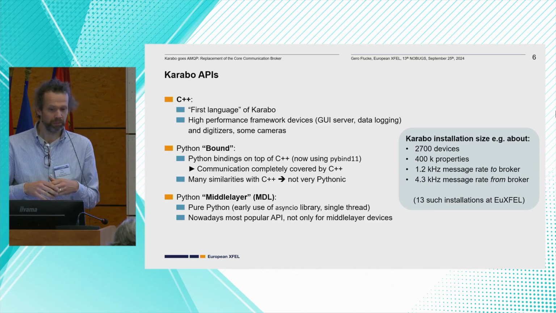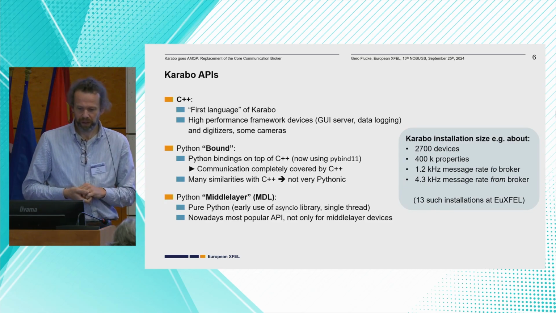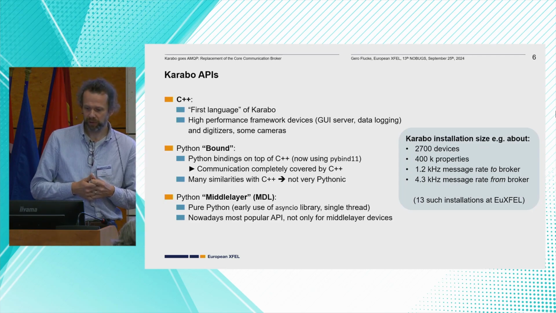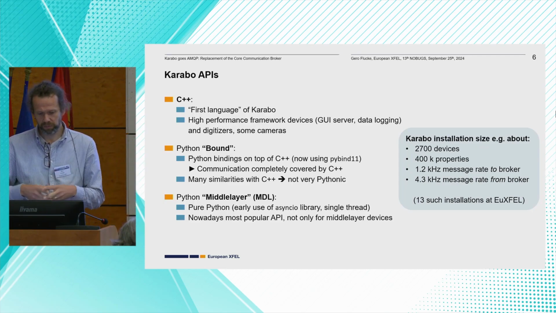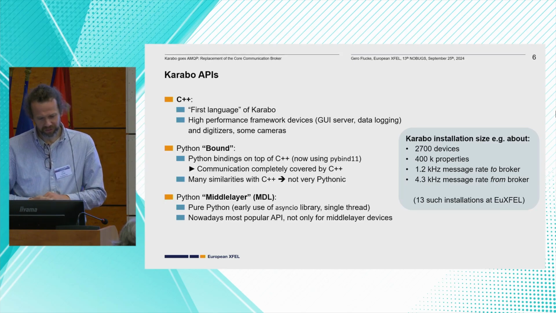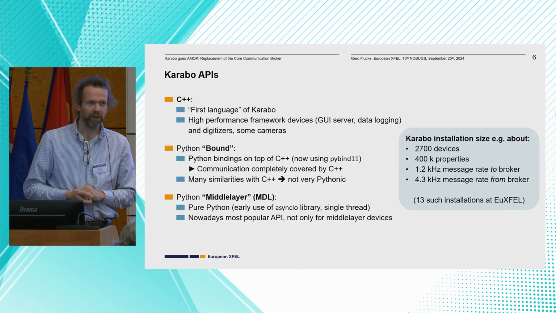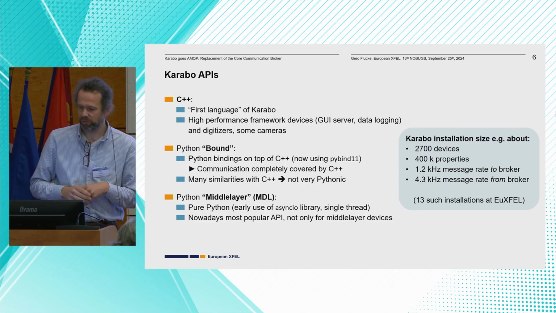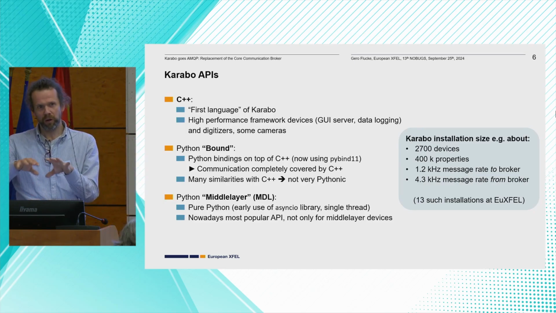Then we have the Python mid-layer API, which is pure Python. It was an early use of the asyncio library, in a single-threaded, multi-processing setup. So nowadays it's the most popular API, not only for mid-layer devices steering the others, which is where the name comes from, but in general. So how is Caribou used?